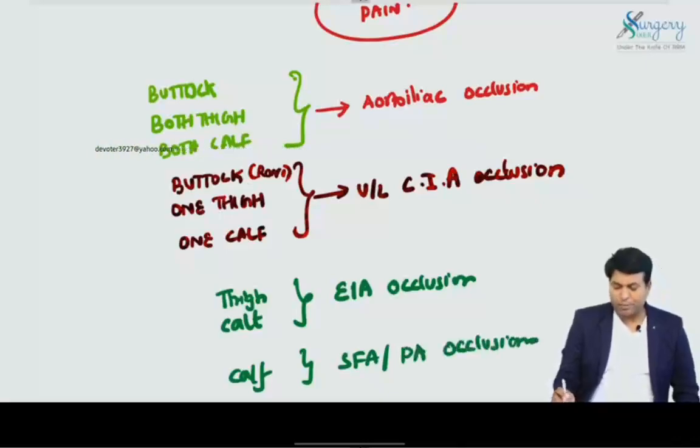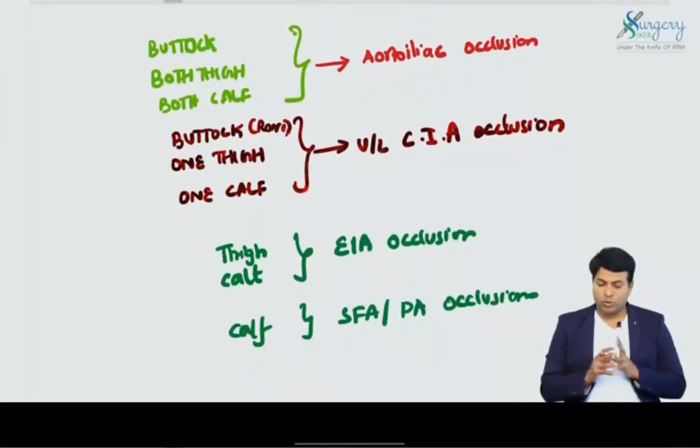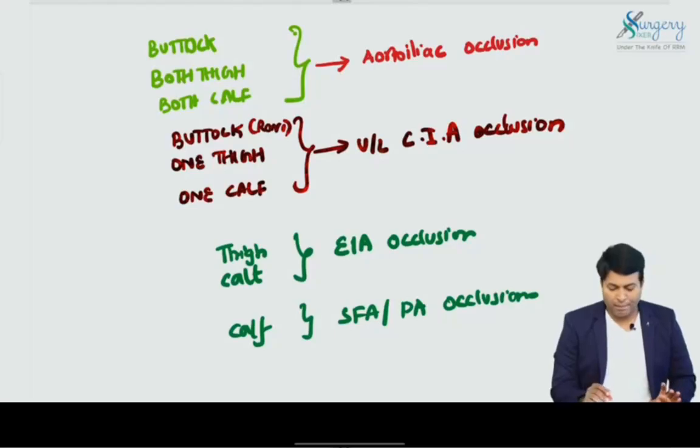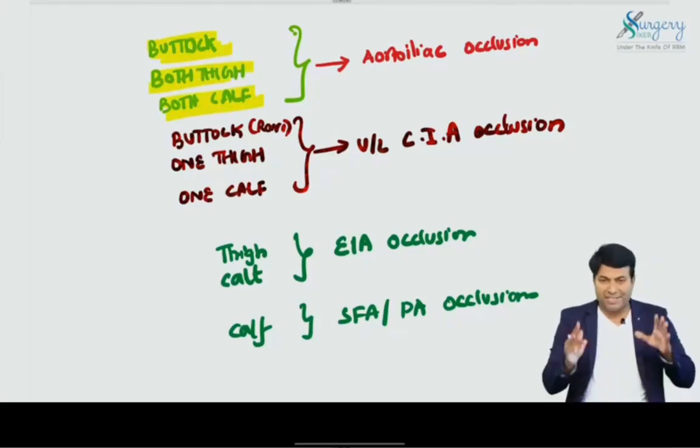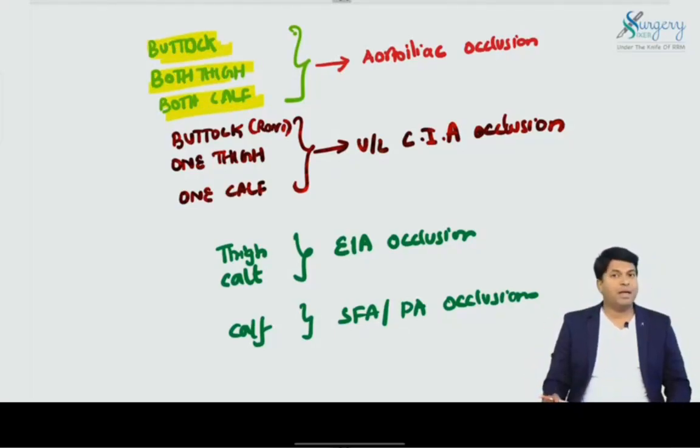So this is an expected MCQ. Based on the occlusion point, you have different pain. So the question asked in the 2020 exam is a patient presenting with pain in the buttock, both thigh and both calf. Where is the occlusion? It means the aorta and both common iliacs are involved. Bilateral iliac and aorta occluded will cause this pain.